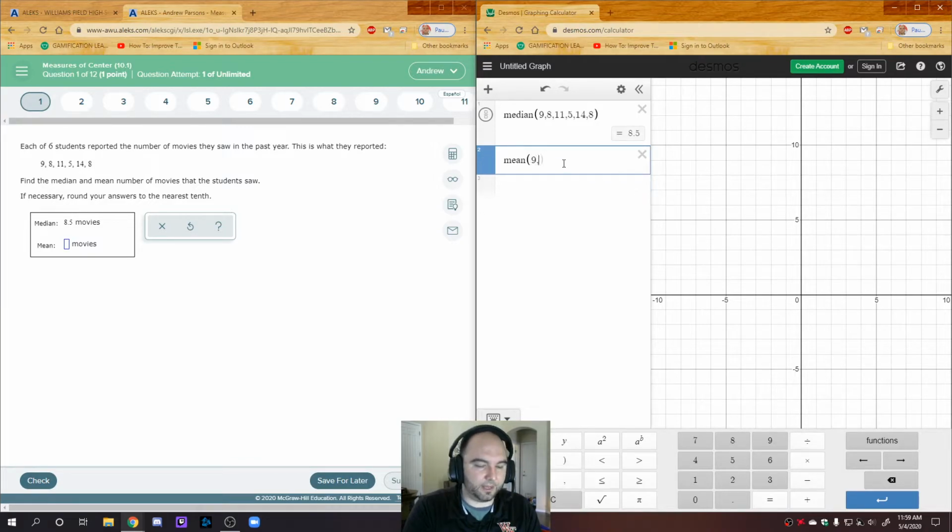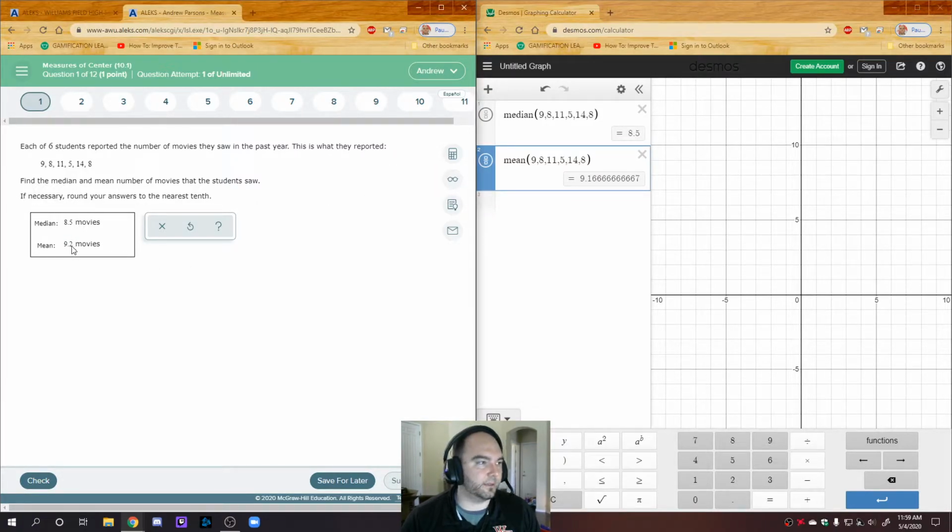Okay, then I'll type it again. 9, 8, 11. This is where, if you're doing this on a computer, it will be helpful because there's a lot of stuff you can copy and paste. Notice my mean has this crazy decimal. My problem says, if necessary, round to the nearest tenth. So 9.2 is the nearest tenth.